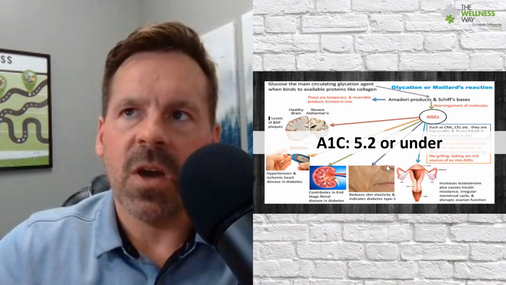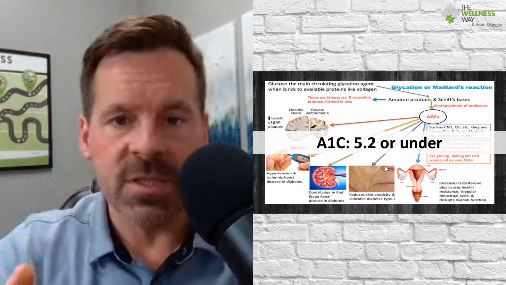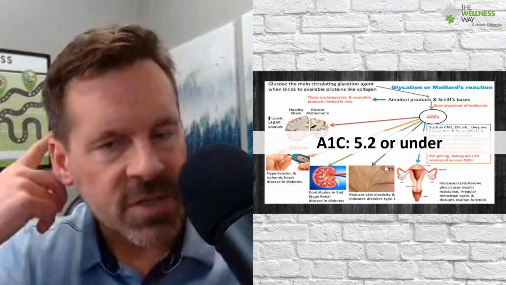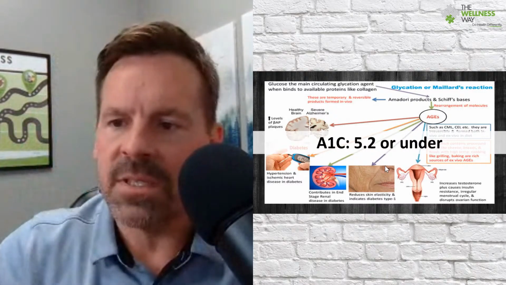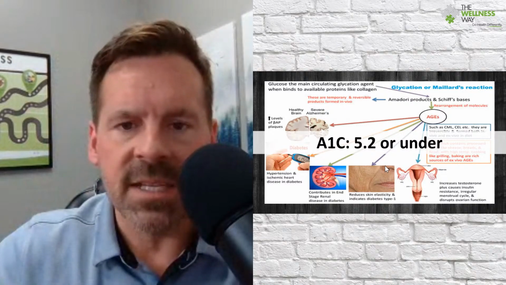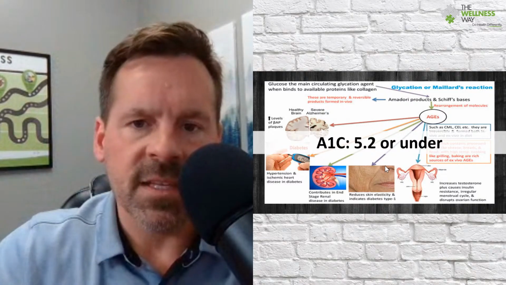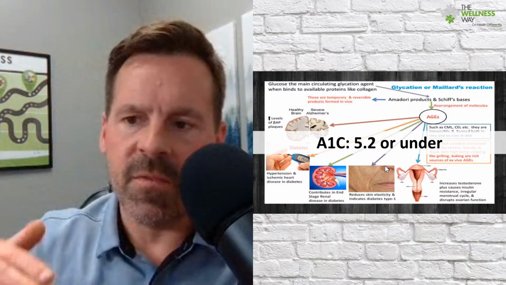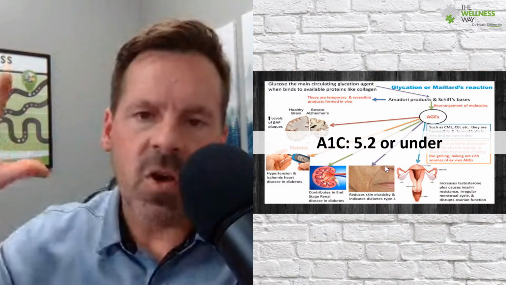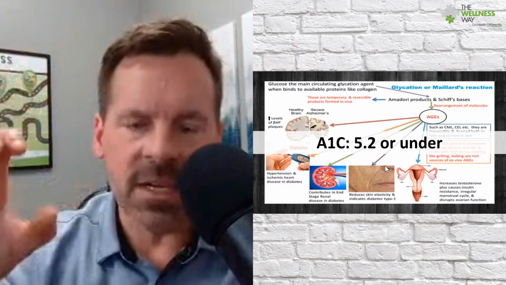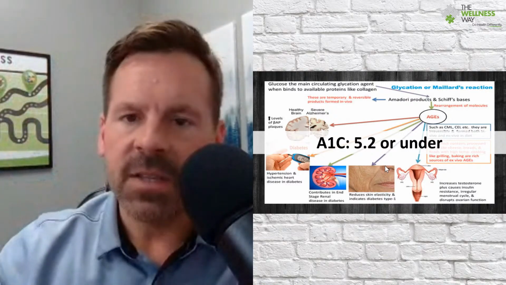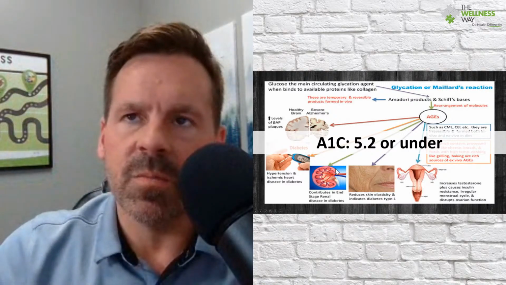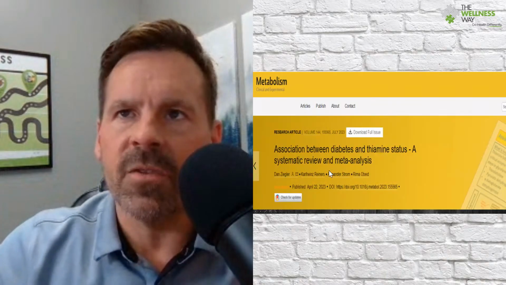So if you ask where your A1C, which is basically your 90-day blood sugar average, should be, where it really should be is 5.2 or under. And that's why, if you look at the Journal of Neurology, they talk about 5.3 or above causing accelerated brain deterioration or brain atrophy. So you really have to pay attention to your blood sugars, because it can cause so many other problems.